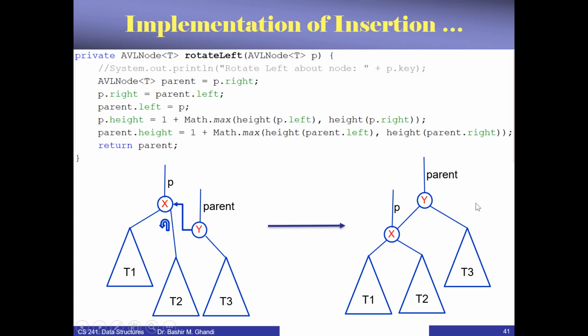You see y has gone up. Its left is now x, and x has right now as t3. This is what left rotation will do. At the end, we're going to return parent, which is our updated tree after doing the rotation. This is basically what left rotation will do.